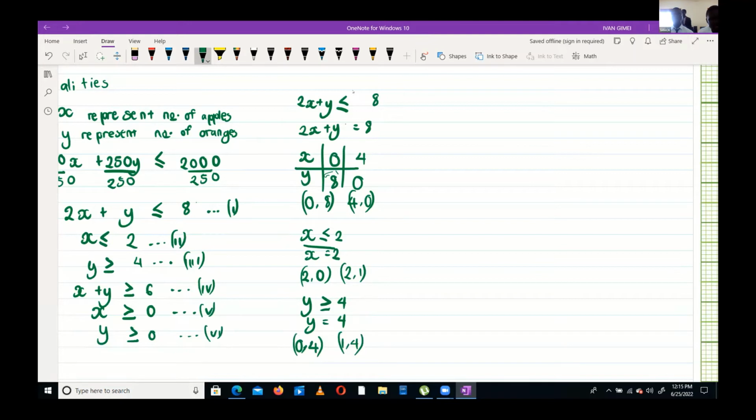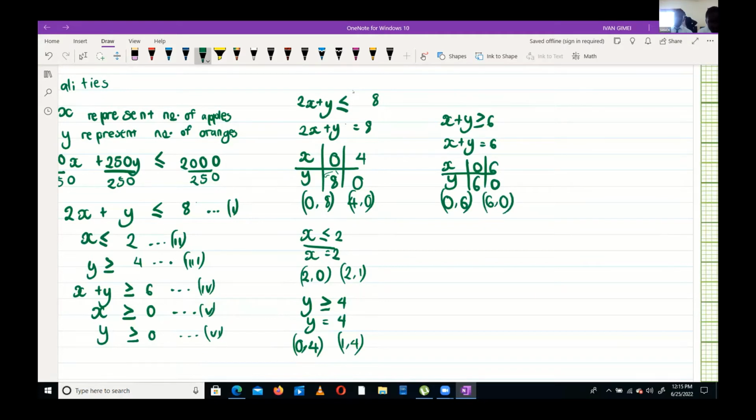Our next is x plus y is greater than or equal to 6. Our equation will be x plus y is equal to 6. And when our x is 0, our y will be 6. And when our y is 0, our x will be 6 as well. So our coordinates will be (0, 6) and (6, 0).